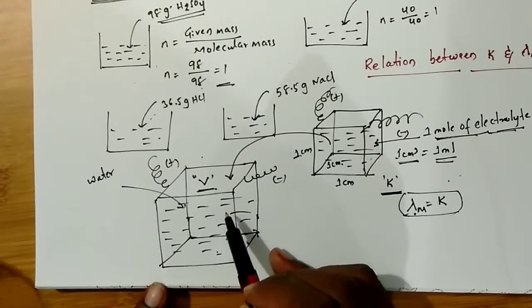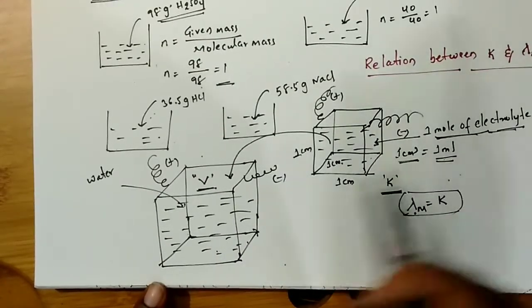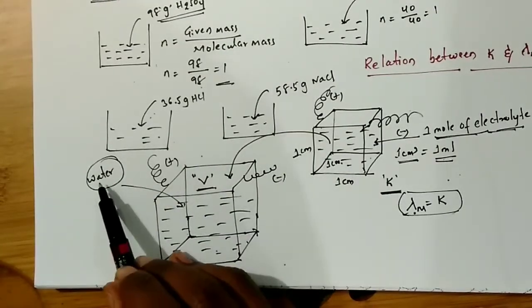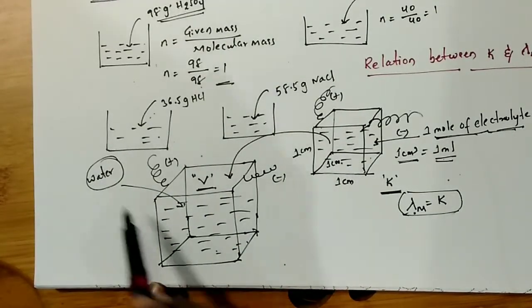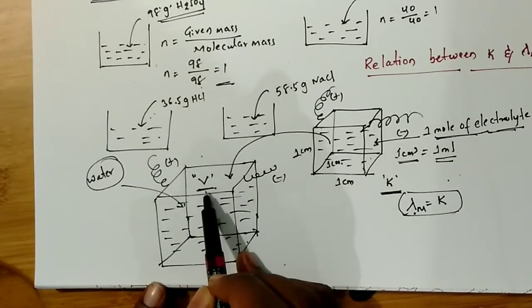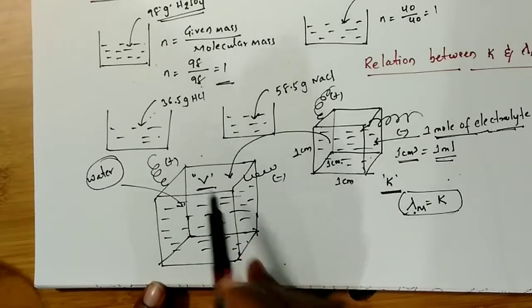We did not add any extra electrolyte. Here one more electrolyte, here also one more electrolyte, but we made this dilute by adding water. So after addition of water, the electrolyte becomes V mL. Let us consider it as V mL.